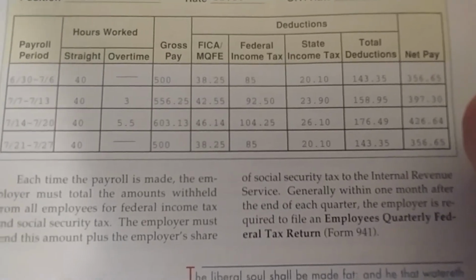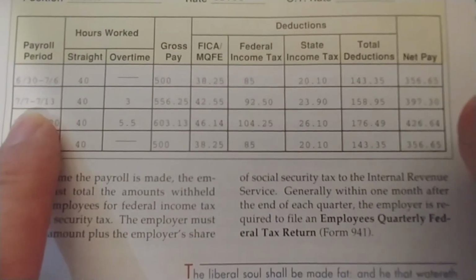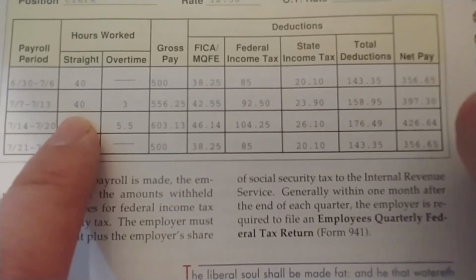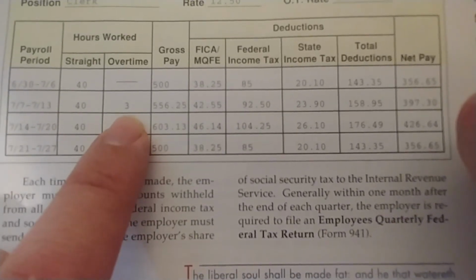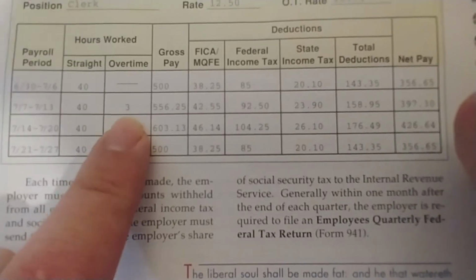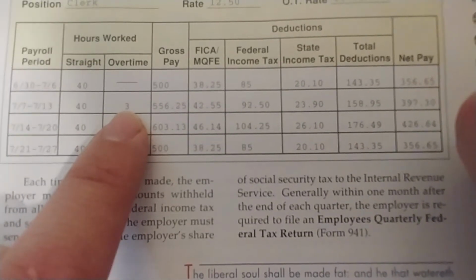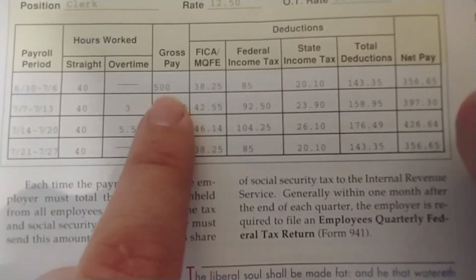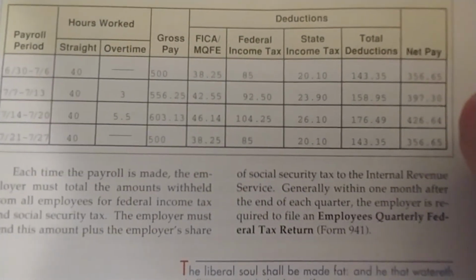So $15 an hour for the extra hours that you worked. So you'll see down here the next pay period, 7/7 to 7/13. They worked 43 hours total. The first 40 were straight. The next 3 were overtime. So they would get paid time and a half for their overtime. Now that made a gross pay of, let's go back up to this first one, gross pay of $500. All right.